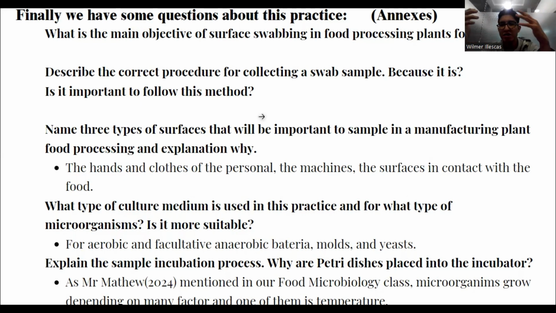We can make the calculations, we can count the numbers later. So therefore, as you could have noticed in the guide of the laboratory practice, we incubated these samples at 35 degrees. Why? Because at that temperature, the organisms that we mentioned beforehand can grow faster. That's the only reason. And well, that's my explanation for now.